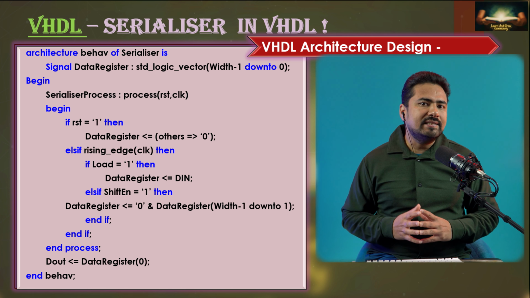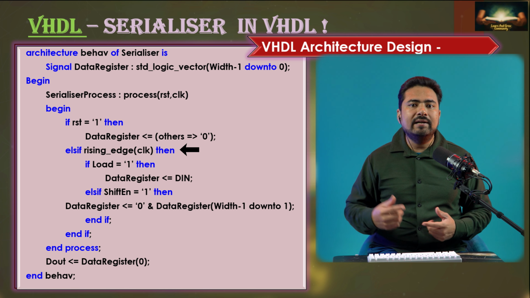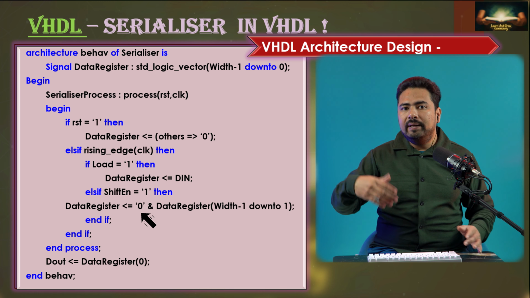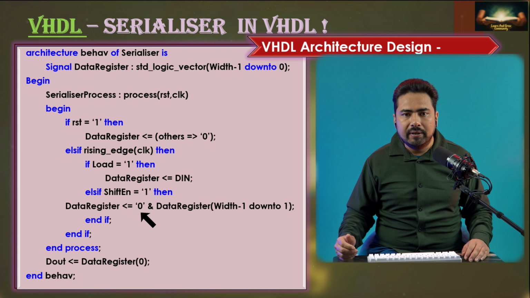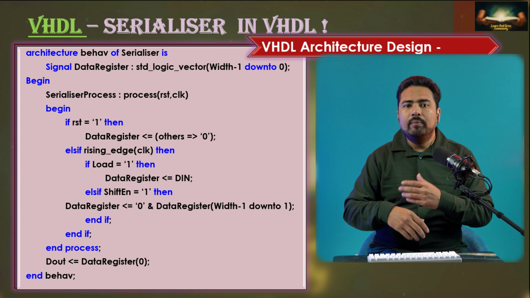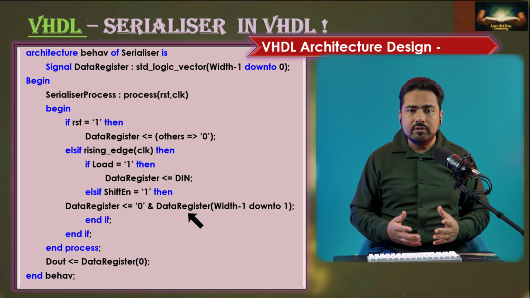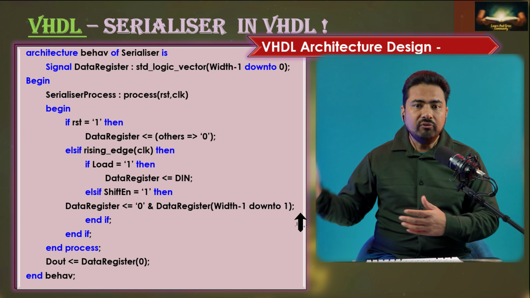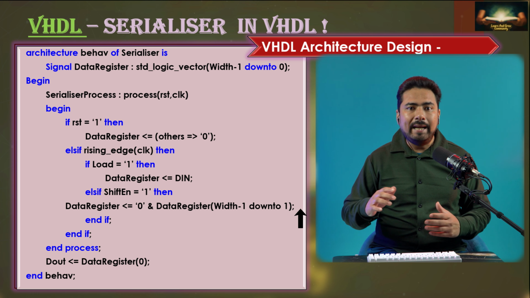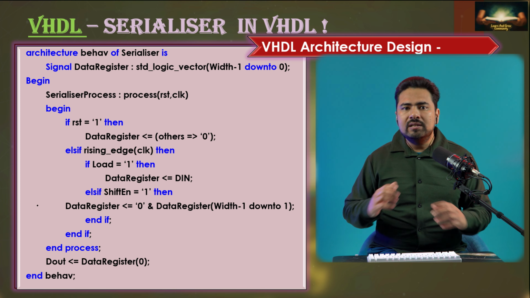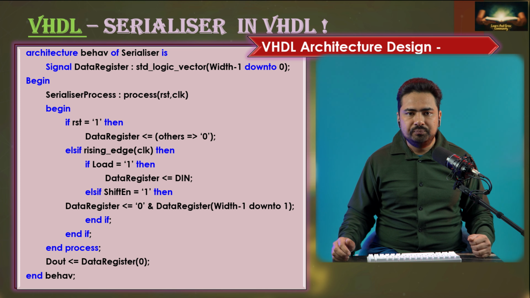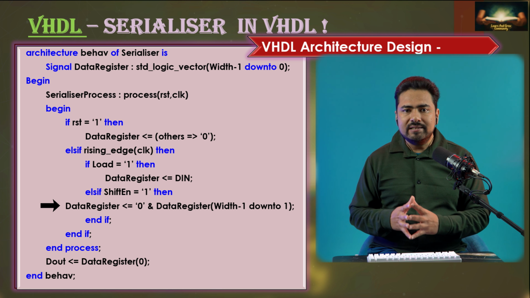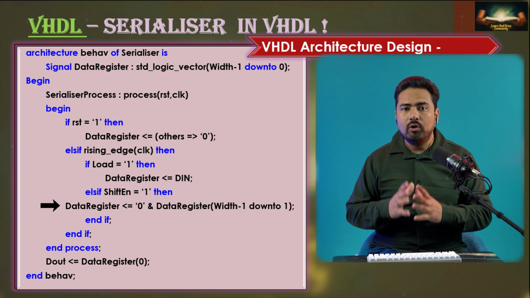Note that this statement will trigger at every rising edge of your clock signal. Means at every rising edge, 0 will be asserted at the most significant bit or MSB, and it will be concatenated with data register width minus 1 down to 1. So 1 bit will be shifted out from the data register at every clock cycle. This is what this statement will do. So this statement is the key statement of this module, and it is actually doing your shifting operation.